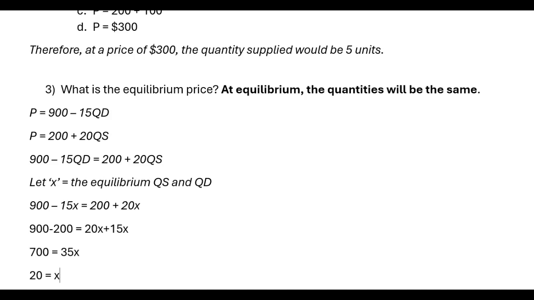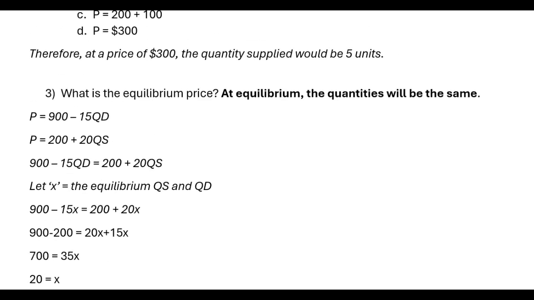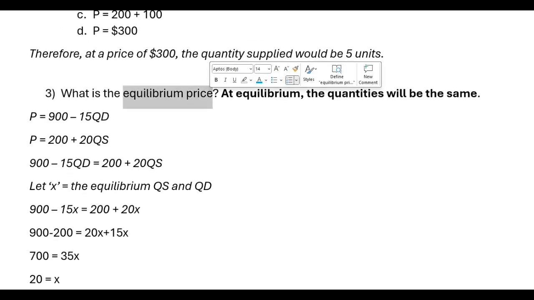So 20 units, let me scroll up a bit here, the equilibrium quantity is equal to 20 units. There we go. Okay, so I've solved for equilibrium quantity. Right? So the only thing I need to solve for now is the equilibrium price.